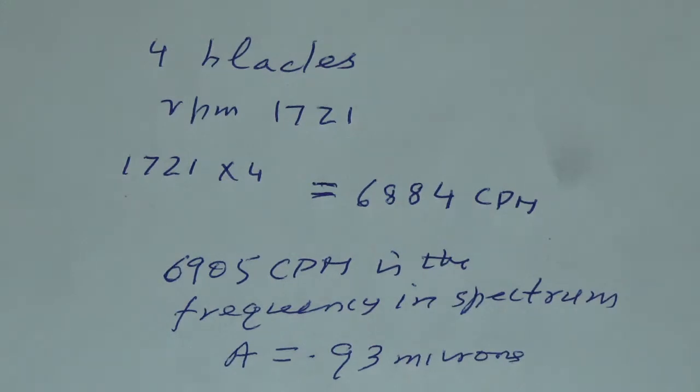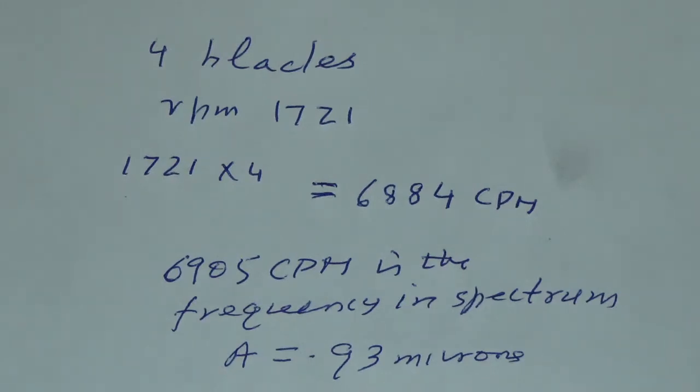As you know, in one revolution the blades will touch 4 times because there are 4 blades. So in 1 minute how many revolutions are there? 1721. So how many times will the blade touch in 1 minute? 1721 multiplied by 4 is equal to 6884 cycles per minute. So if I see this frequency, 6884 cycles per minute, in the vibration analyzer, it will tell me that the blades are touching the cover plate. Now in the vibration analyzer, the frequency which I see is 6905 cycles per minute, and it is almost the same as 6884. So it means that the problem is that the blades are touching the cover plate.